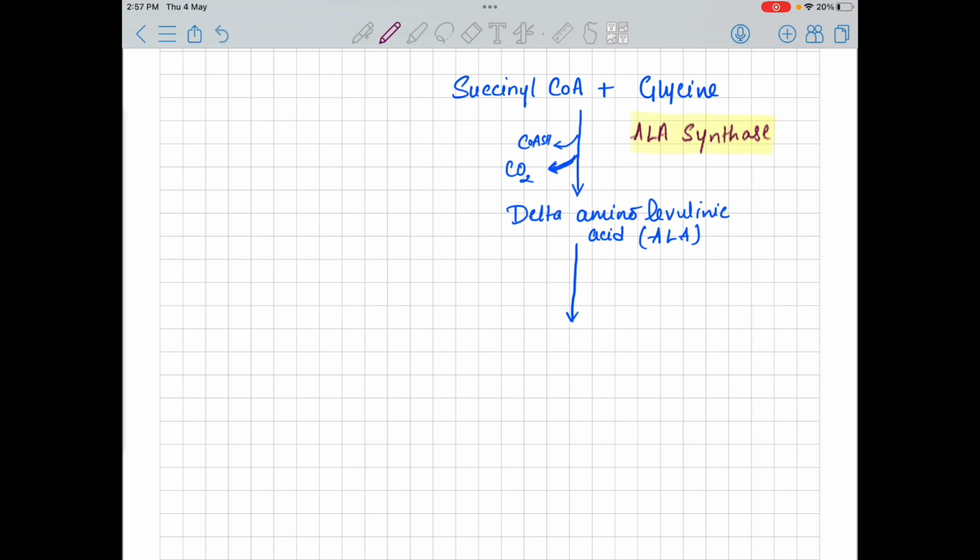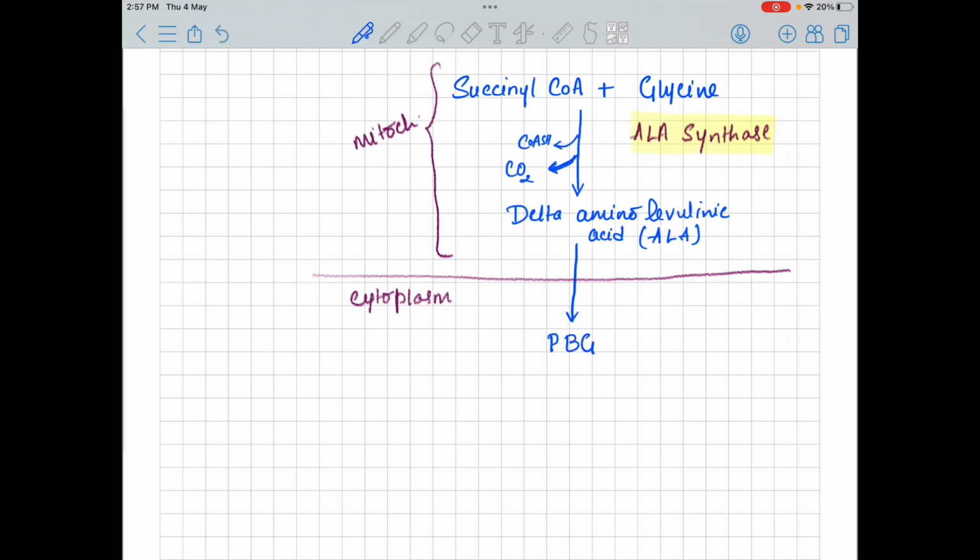This first step takes place in the mitochondria. After that, the delta-aminolevulinic acid moves from the mitochondria to the cytoplasm. In the cytoplasm, delta-aminolevulinic acid is converted to porphobilinogen. This porphobilinogen is a monopyrrole, meaning there is only one pyrrole ring, which we had discussed. 4 such porphobilinogen will form the heme type of structure, so we'll use 4 porphobilinogen in the next step.